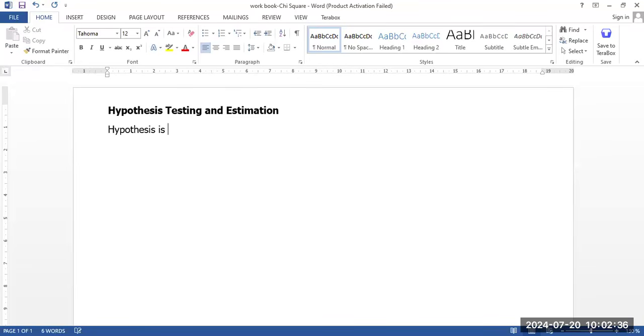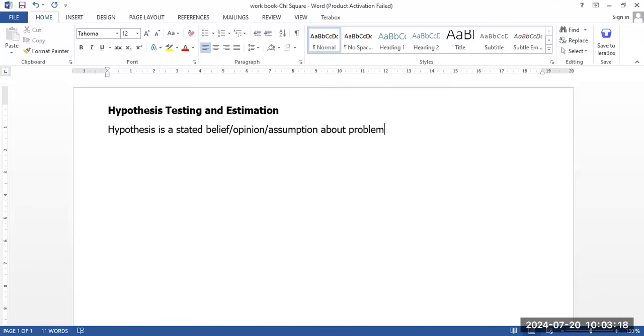So hypothesis is basically a stated belief. It can be a belief, it can be an opinion, or it can be an assumption about a certain problem. So basically that is hypothesis. Any stated belief or any opinion or any assumption you make about something. It's your belief, it's your opinion, it's your assumption.